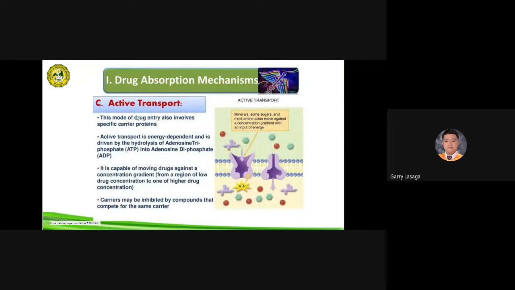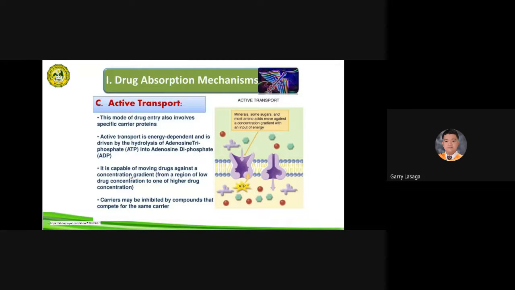Okay. So the next mechanism whereby molecules are being transported across the membrane is by way of active transport. This model of drug entry also involves the presence of carrier proteins. Active transport is energy dependent, meaning that it requires energy to transport molecules across the membrane. And this is driven by ATP. Now, ATP is important in order for this particular transport mechanism to be completed.